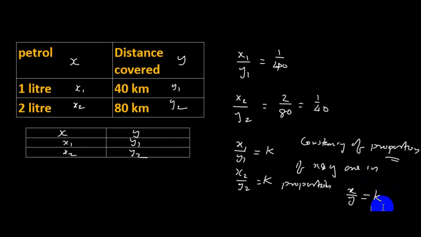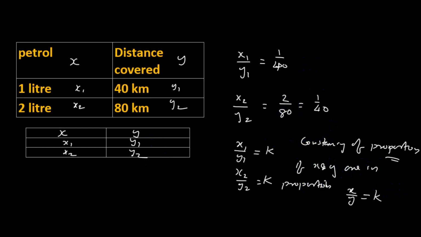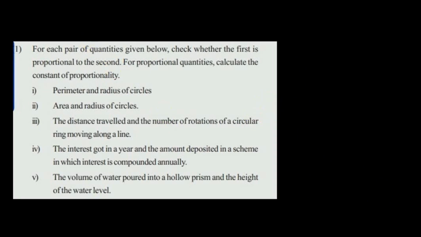For the next question, we must keep these things in mind to answer. First of all, write these things in your notebook. See the question. For each pair of quantities given below, check whether the first is proportional to the second. For proportional quantities, calculate the constant of proportionality. First of all, perimeter and radius of circles.